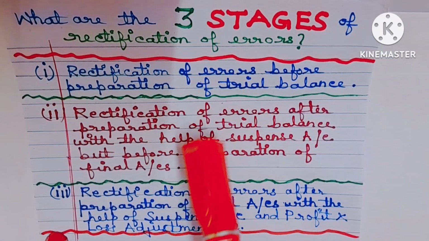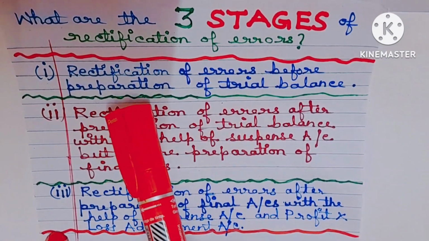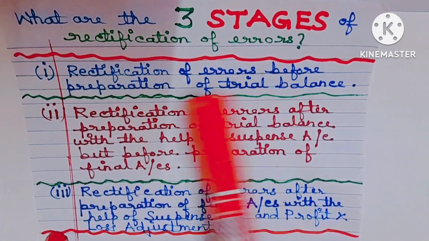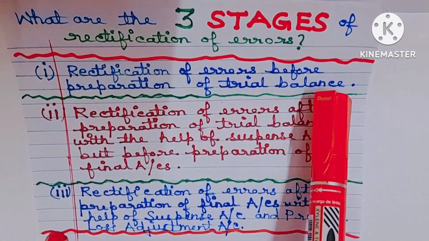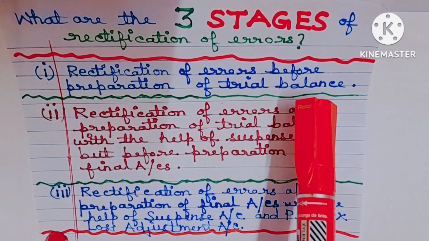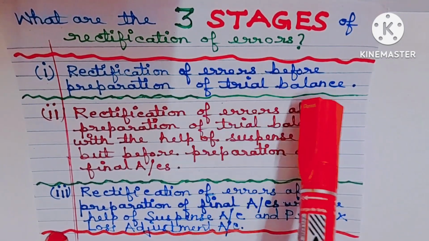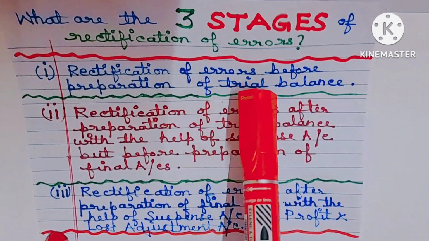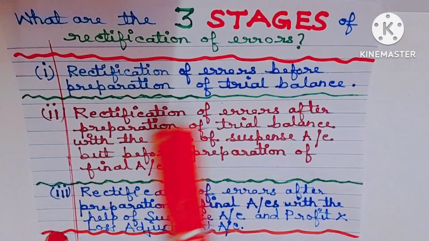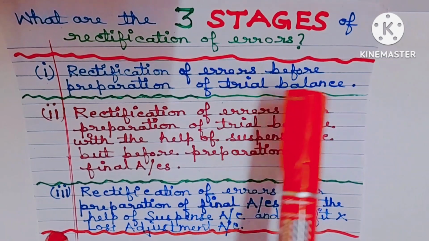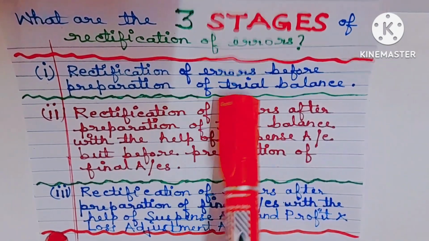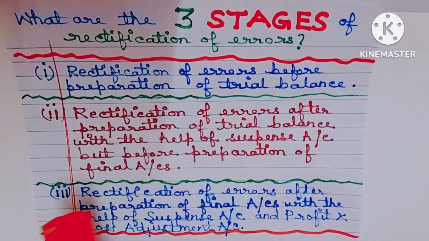But in case of the first stage, that is rectification of errors before preparation of trial balance, here to rectify one-sided error, no journal entry can be passed. We cannot pass any journal entry because there is no trial balance. Trial balance was not prepared. So, we cannot take the help of suspense account.